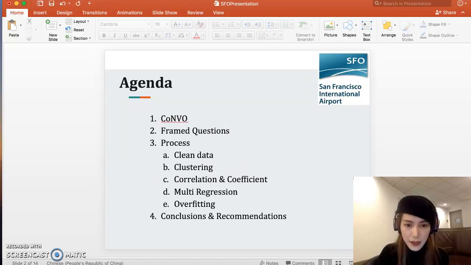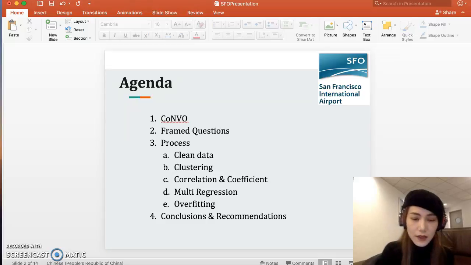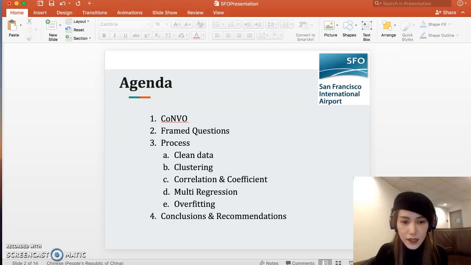This is the agenda. The first thing is we do channel analysis, and second, we do frame questions, and the process is data cleaning, clustering, correlations and coefficient analysis, multi-regression analysis, and then overfitting. And finally, we do conclusions and recommendations.